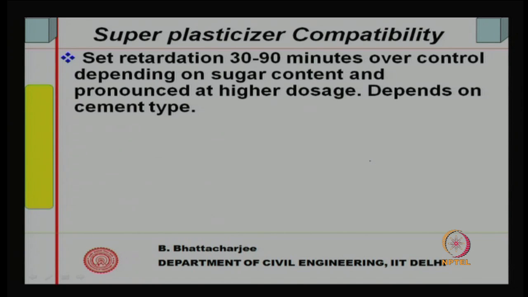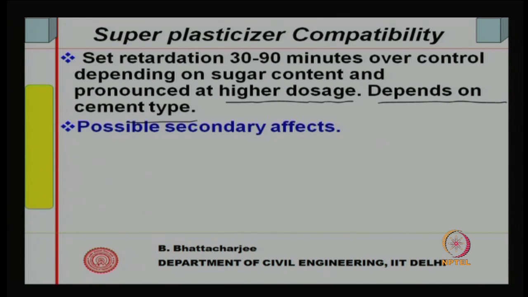Well, it is important to look into superplasticizer compatibility. That means the superplasticizer must give the superplasticizing effect, all right. Set retardation could be an issue, depending upon the sugar content of the superplasticizer, and at higher dosage it may be pronounced. Of course, it depends upon cement type, because interaction with the cement is very, very important.